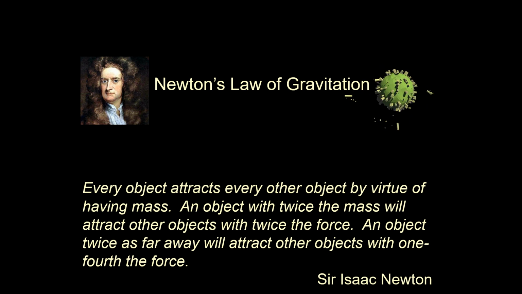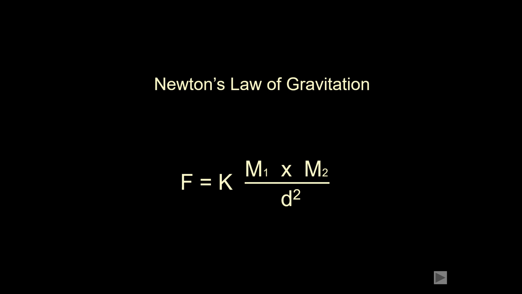So let's take a look at Newton's law of gravitation in an equation. I'm not going to throw a lot of equations at you this semester. This is one of a very small number of equations. What we've got is F, which refers to force, equals a constant times the mass of one object times the mass of the second object divided by the distance squared.